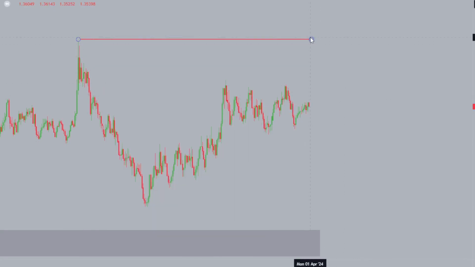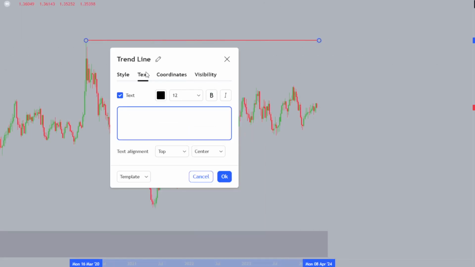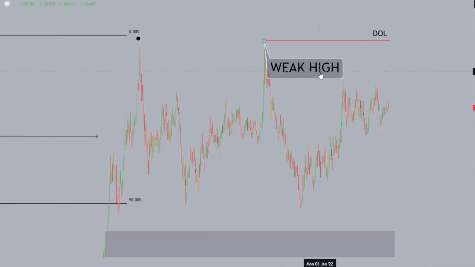Now, from here, this automatically, from an ICT perspective, becomes buy side liquidity, and therefore becomes the DOL, or the draw on liquidity. This is a draw on liquidity simply because it's a weak structural high. So this high here is deemed as weak, a weak structural high in the markets, and because of that, it becomes targeted.